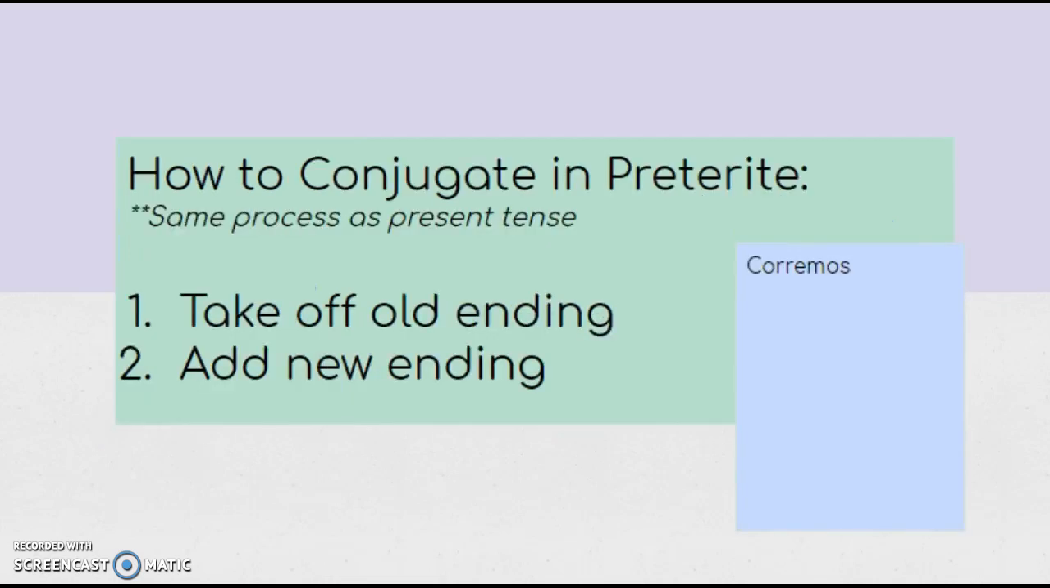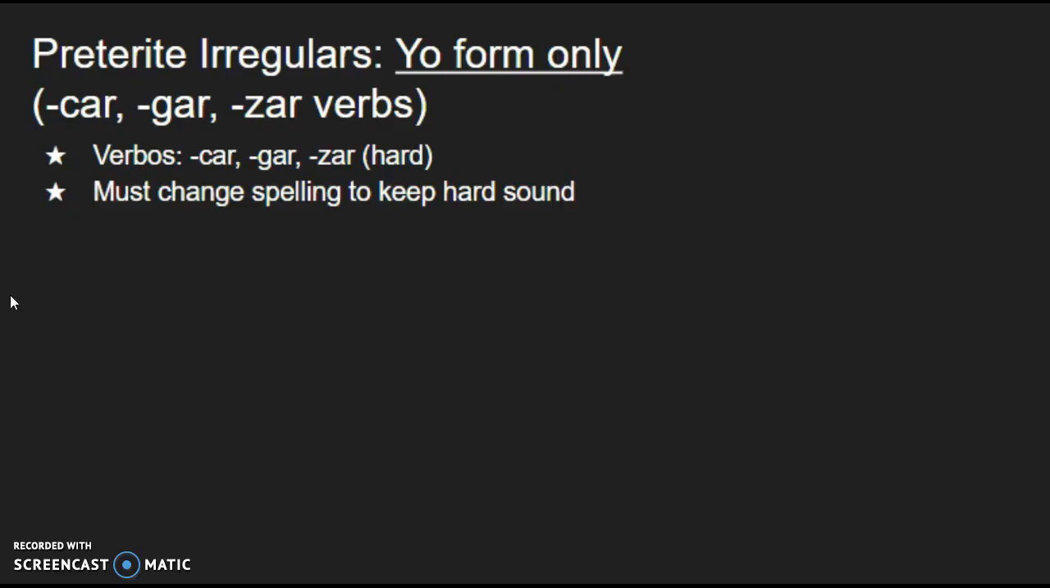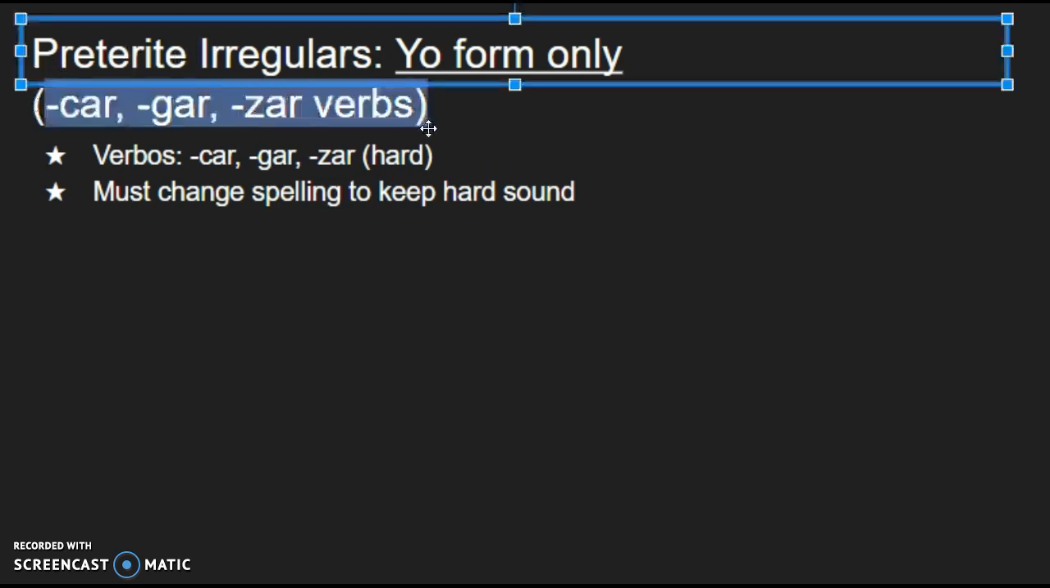We'll be learning some irregulars for the preterite or past tense. In Spanish 1, you'll learn a few, and a whole lot more in Spanish 2. But I'm going to introduce one group of irregulars right now. So these are called car, gar, zar verbs. And that's because the letters C, G, and Z can either be hard letters or soft letters. So if I have the letter C, it could make the K sound or the S sound. G, we can have G or J. In Z, we can have Z or S.